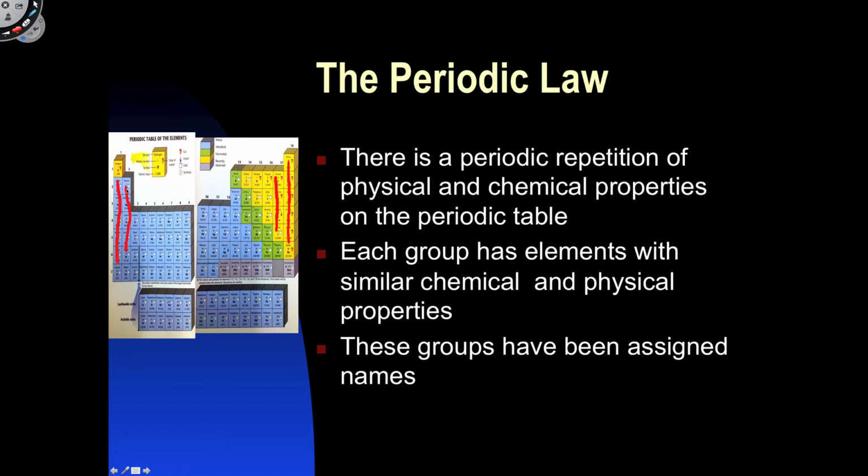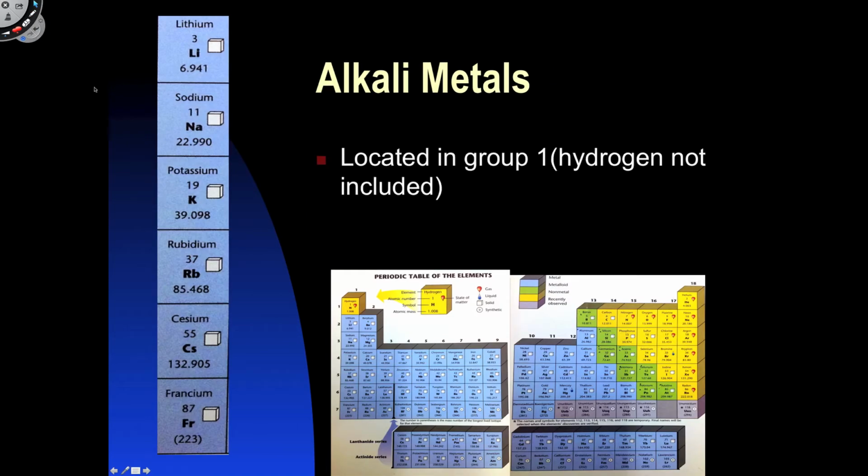And each one of these columns, these groups, as we say, has been given a name. And we're going to go through these, talk a little bit about the properties of each, and then move on. Alkali metals first. Of all the metals on the table, these are the most reactive.